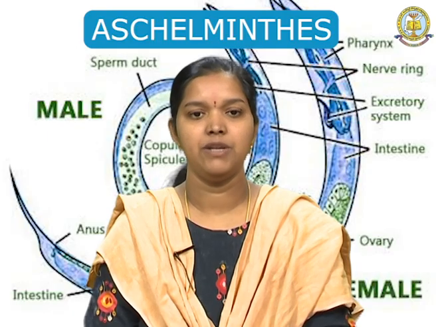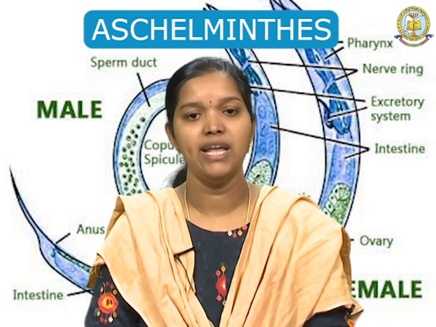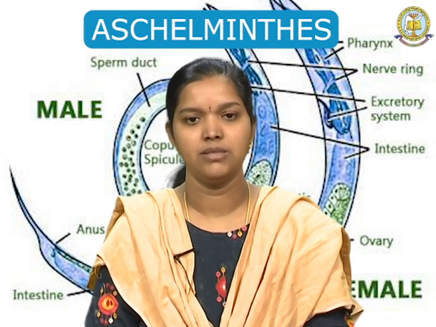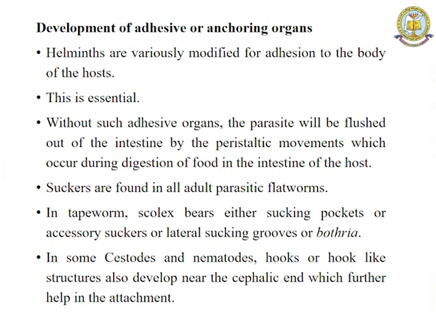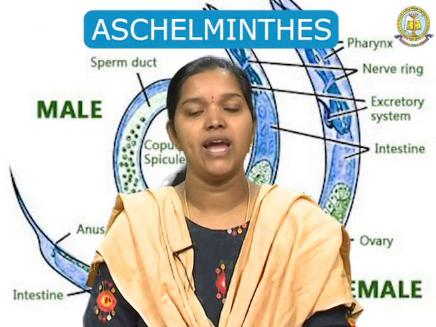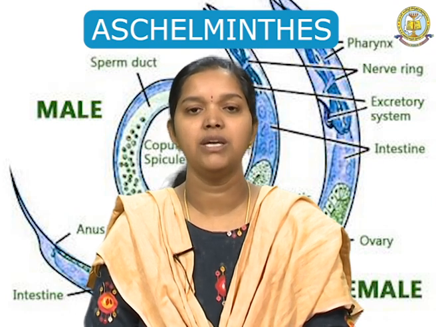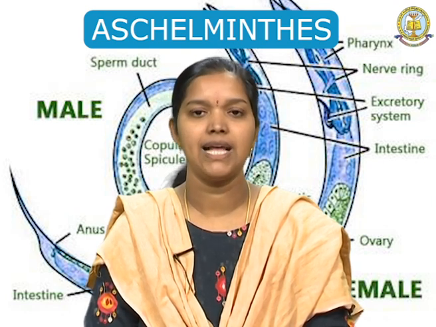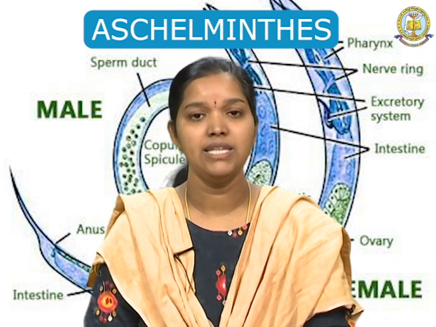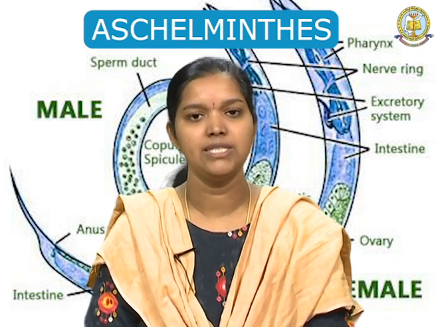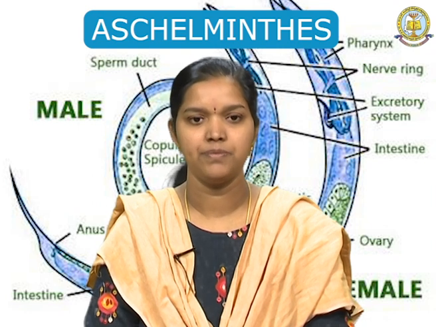And the next adaptation is development of adhesive or anchoring organs. Helminths are modified for adhesion of the body to the host. This is essential for the survival of the parasites inside the host. Without such adhesive organs, the parasites can be flushed out from the intestine through peristaltic movements, and this occurs during the digestion of the food inside the intestine of the host.